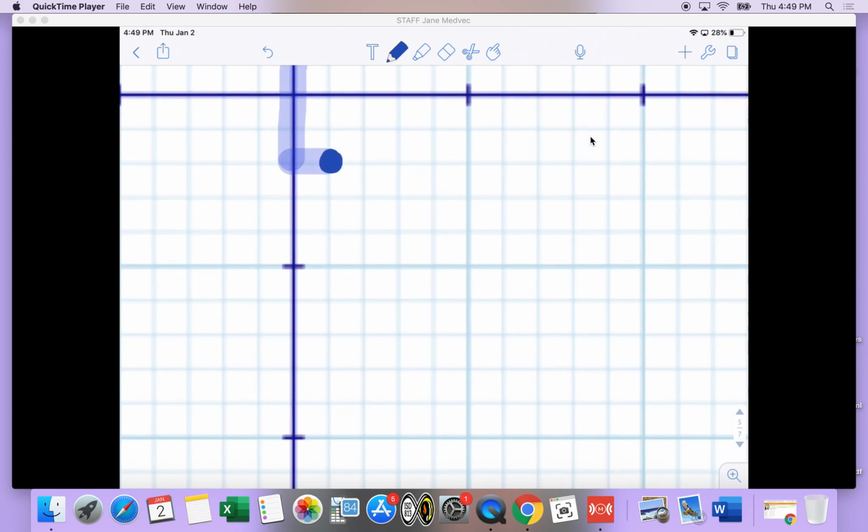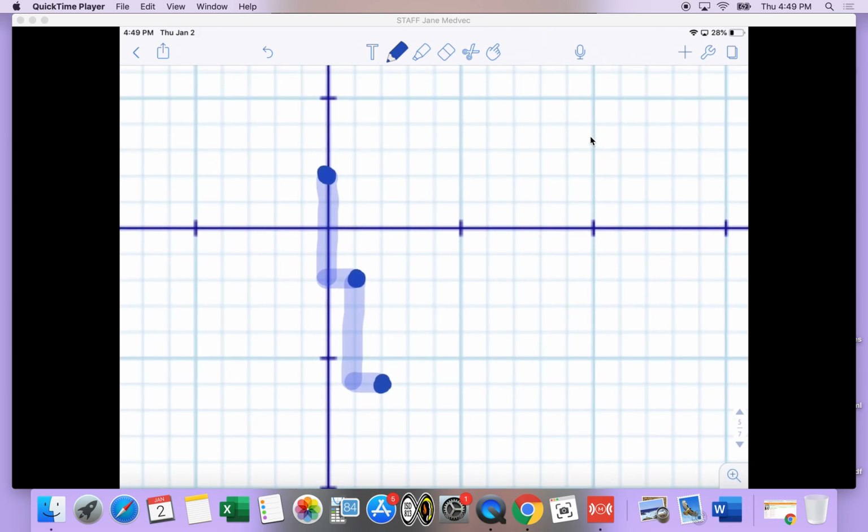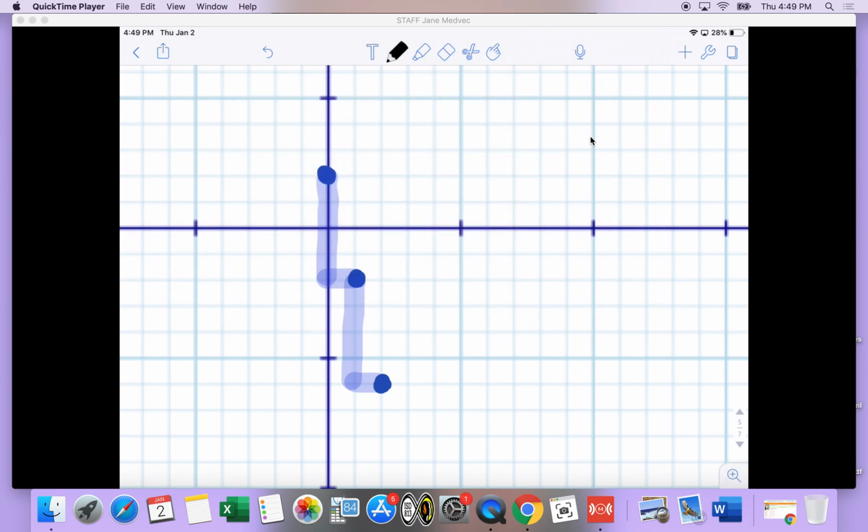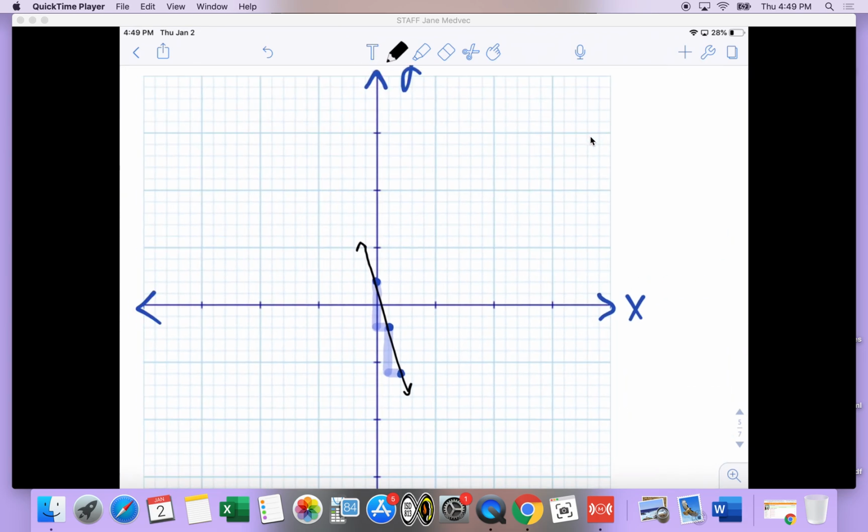I'm going to go again because it's negative 4. I'm going to go down 1, 2, 3, 4, and I'm going to go right 1, and I'm going to put a point. Now, you do not need to highlight that piece. I'm just showing you why it works. Now what we're going to do is take this and draw our line and put arrows on either end. And that's it. You just graphed a line using slope-intercept form. Make sure that you put arrows on either end of that line.